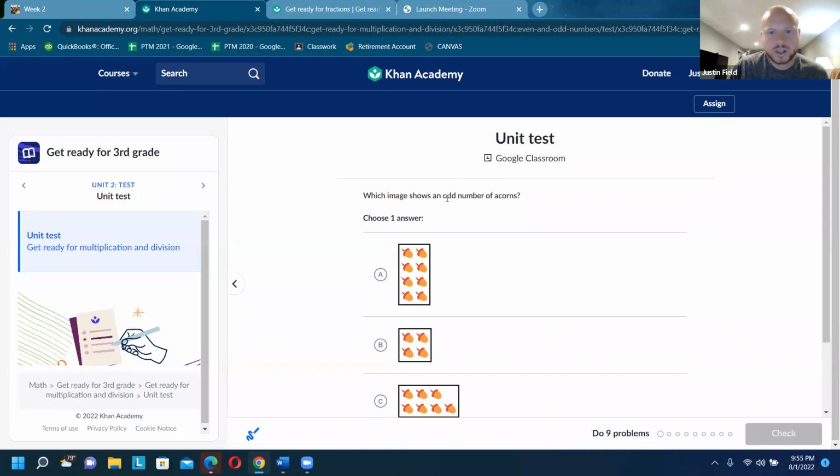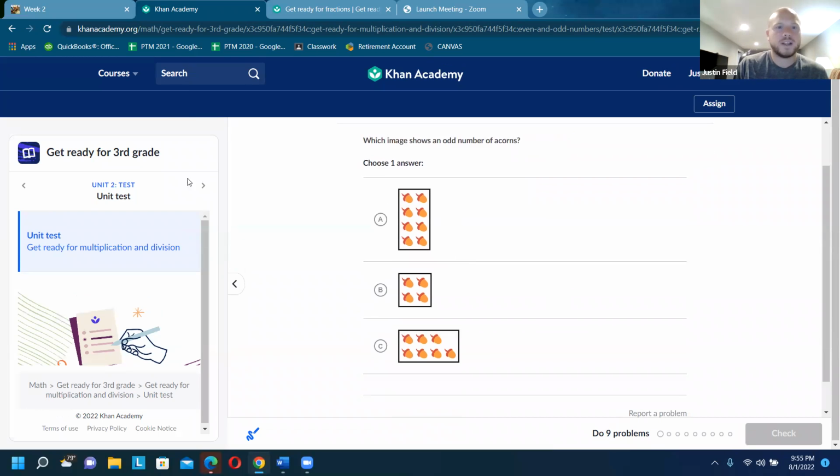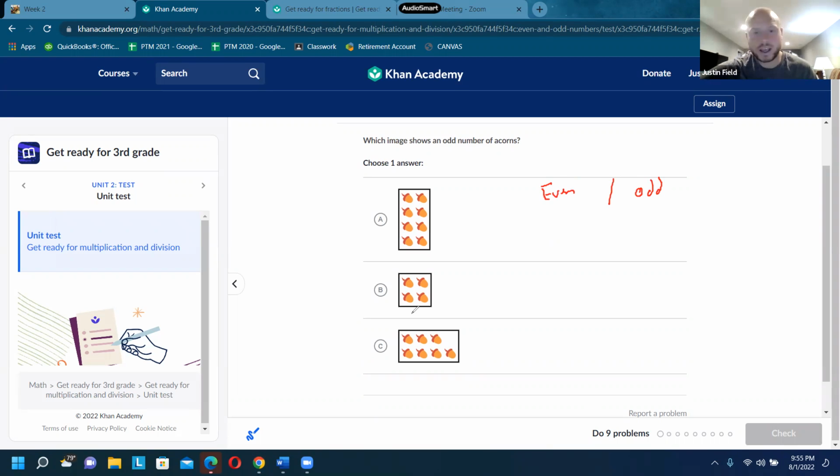Which image shows an odd number of acorns? All right, so let's write this down. There are two groups that we can put all numbers in, and those are even and odd. Okay, and so do you know which one of these three are even and which ones are odd? If you do, write it down on your paper right now.